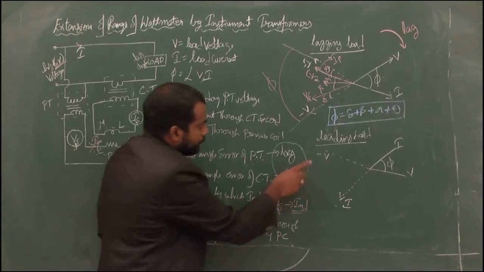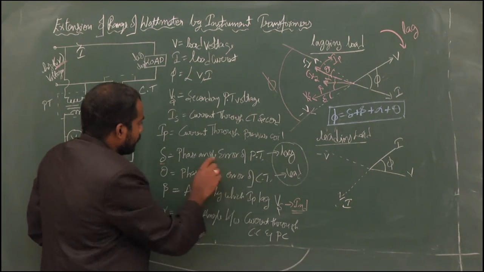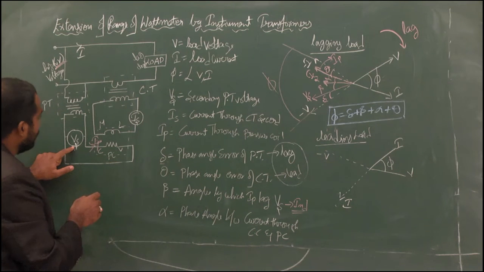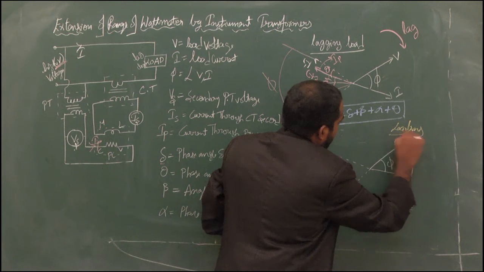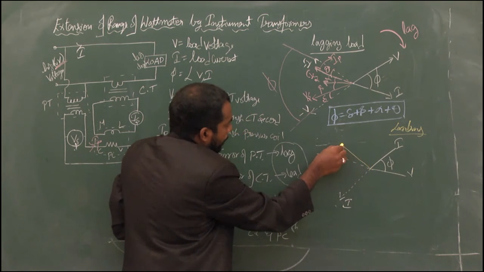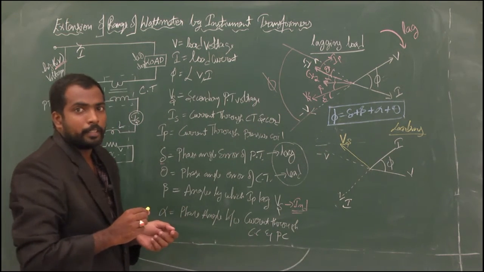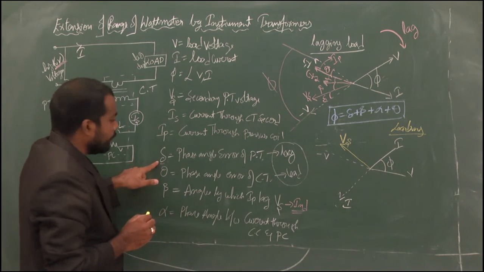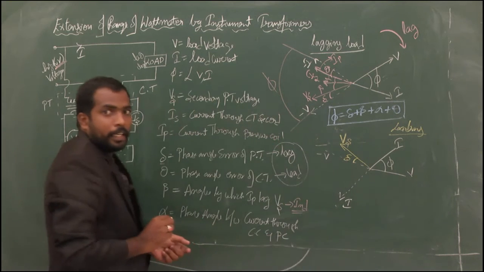That means where is the voltage vector? So this is the voltage vector, right? And the secondary voltage of your potential transformer Vs will lag the voltage V. That means your secondary side voltage in the potential transformer is lagging. This is the lagging voltage. By how much angle is it lagging? It is lagging by an angle of del.